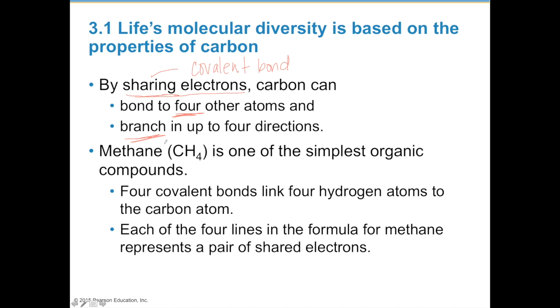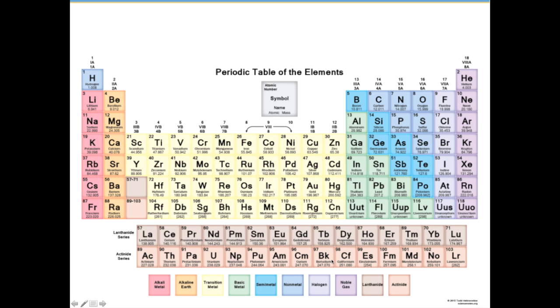One of the simplest carbon molecules is methane. Remember, we talked about this in the chemistry section. It's the simplest organic compound. It's made up of 4 covalent bonds with 4 hydrogen atoms. Each of the 4 lines in the formula of methane represents a pair of shared electrons. Let's go back for just a second and do a small, tiny chemistry review.